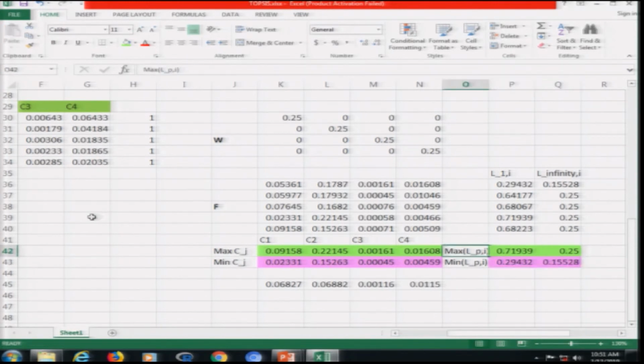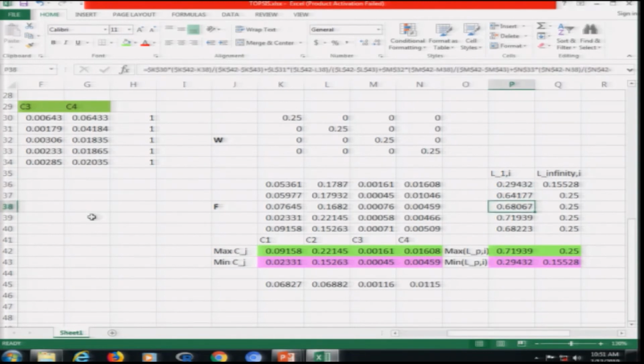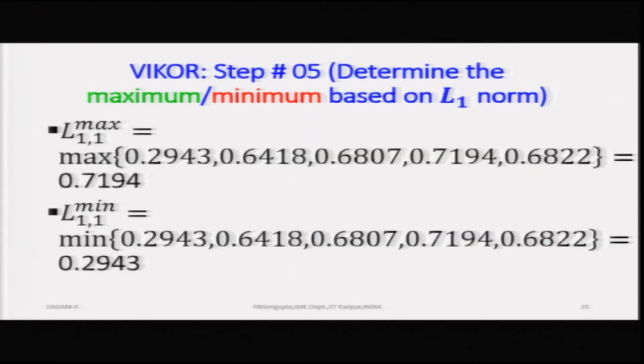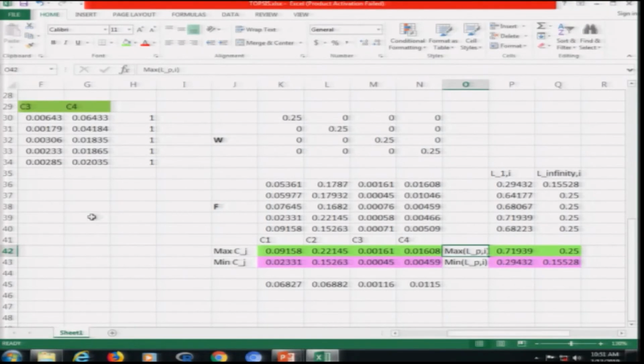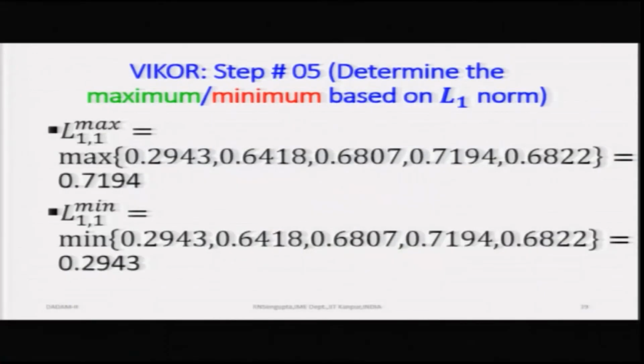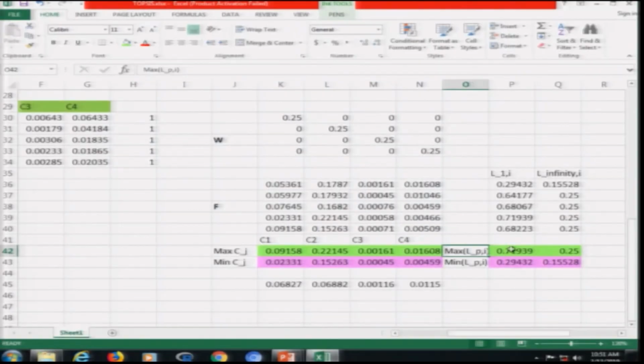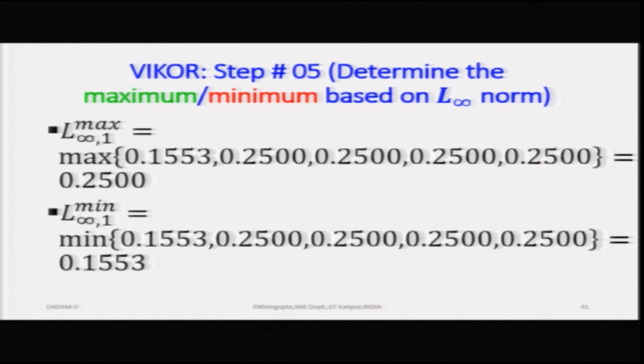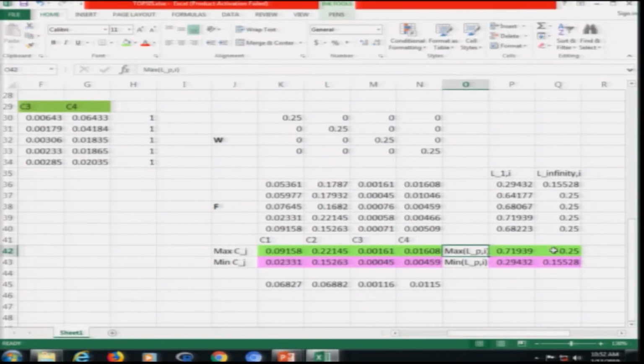So, these are the values. Let me first plot it, whether the min and max are coming out to be the same. 0.17194, which is the green one. Then I have the min as 0.2943, 0.2943. Similarly, for L infinity max, L infinity min, the values are 0.25, 0.1533, which is fine.